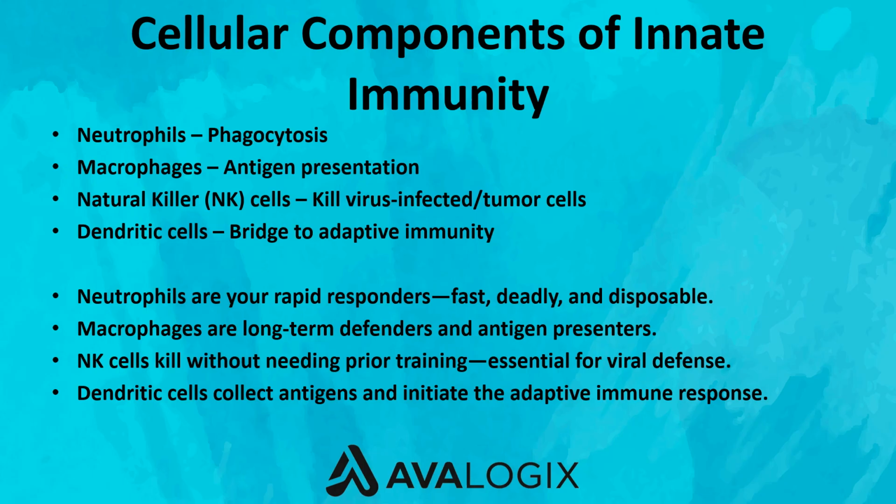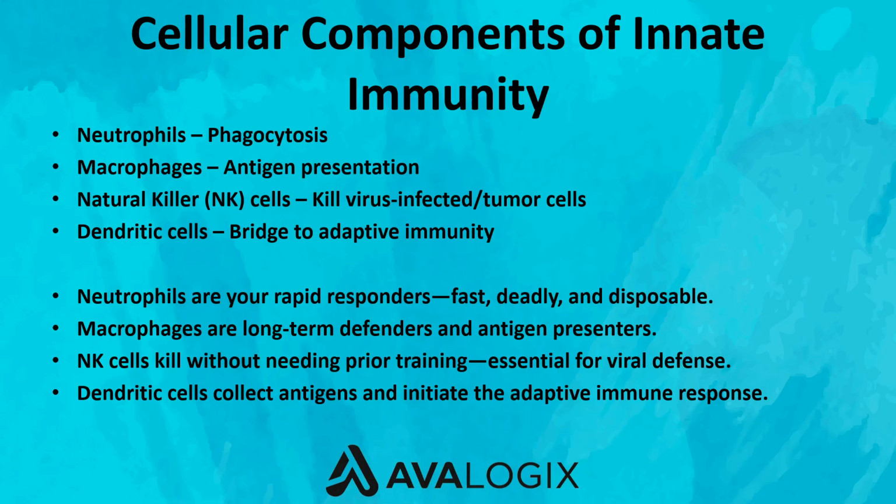So, to recap, neutrophils are your rapid responders, fast, deadly, and disposable. Macrophages are long-term defenders and antigen presenters. NK cells kill without needing prior training, essential for viral defense. Dendritic cells collect antigens and initiate the adaptive immune response. Each of these cells is unique, but they all work toward the same goal, identifying and eliminating anything that doesn't belong in the body. Coming up next, we'll explore the soluble factors that these cells rely on, things like cytokines and the complement system, that amplify and coordinate their attack.